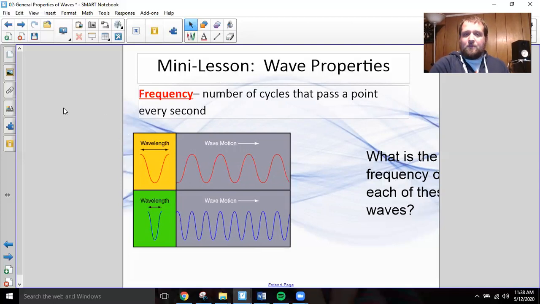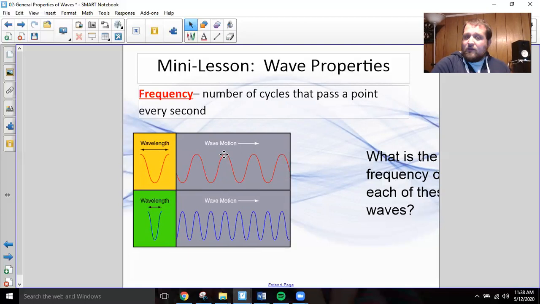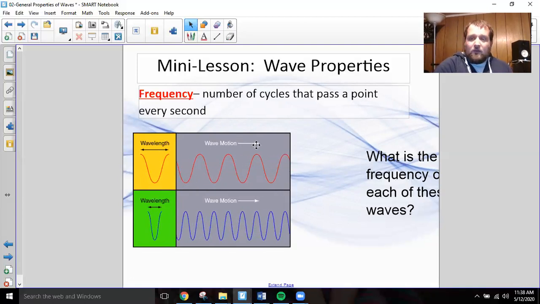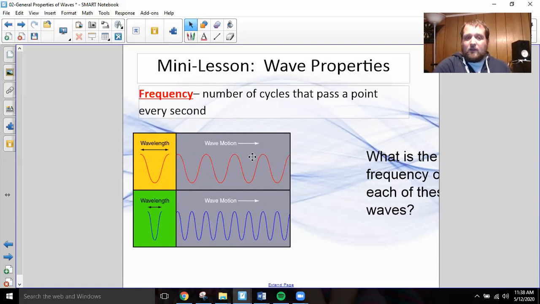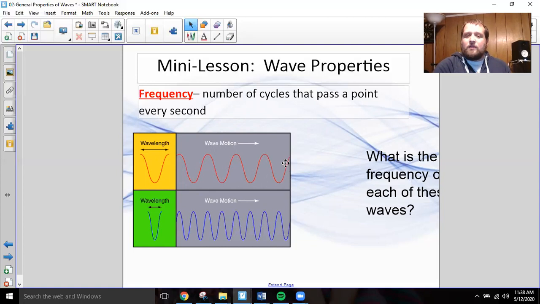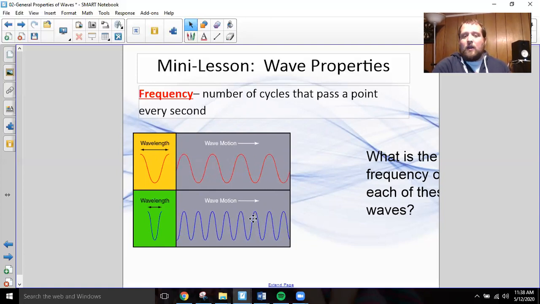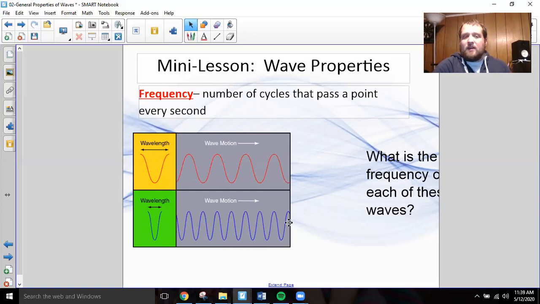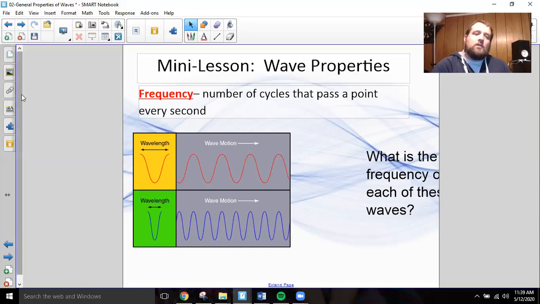So that's frequency. The other difference between these two is this has a longer wavelength, and we can see that there's a relationship between how long the wave is and the frequency of the wave. So in this case, the longer wavelength has a lower frequency. There's less waves passing through every second, whereas the shorter wavelength has more waves passing through every second. So wavelength and frequency are related to each other.